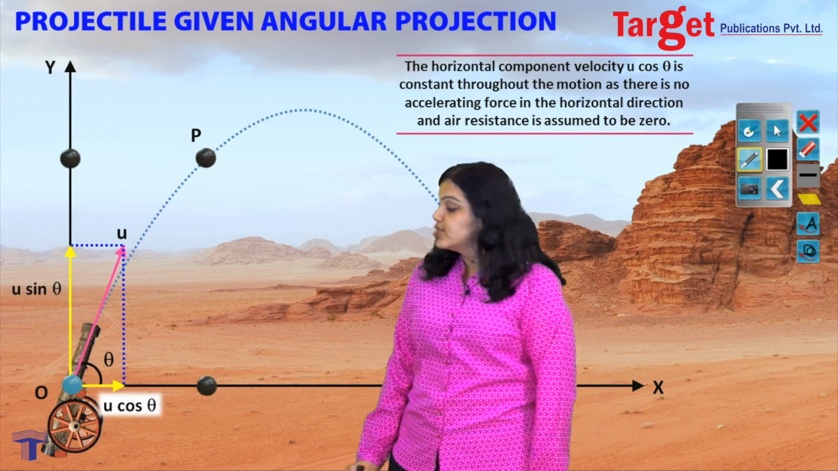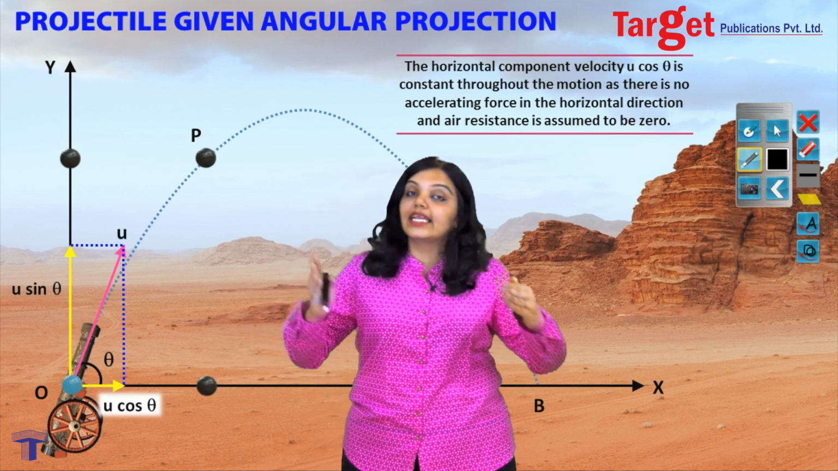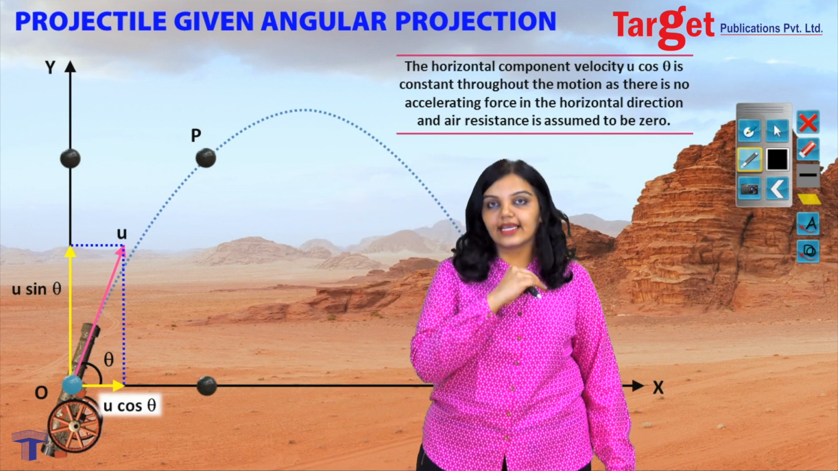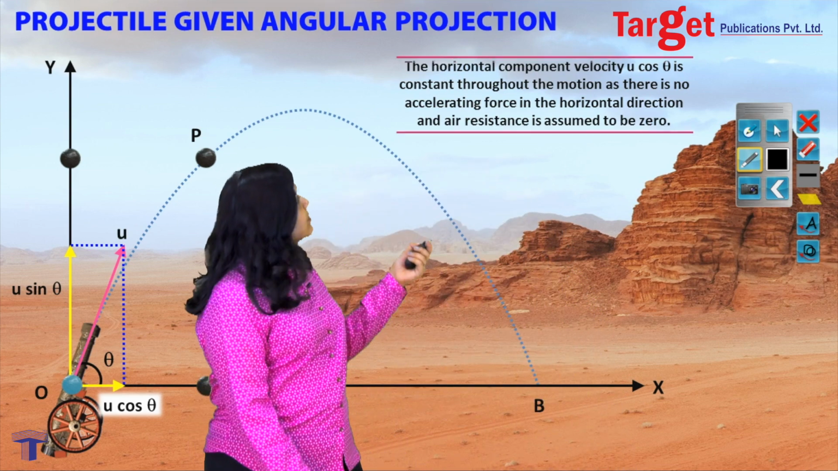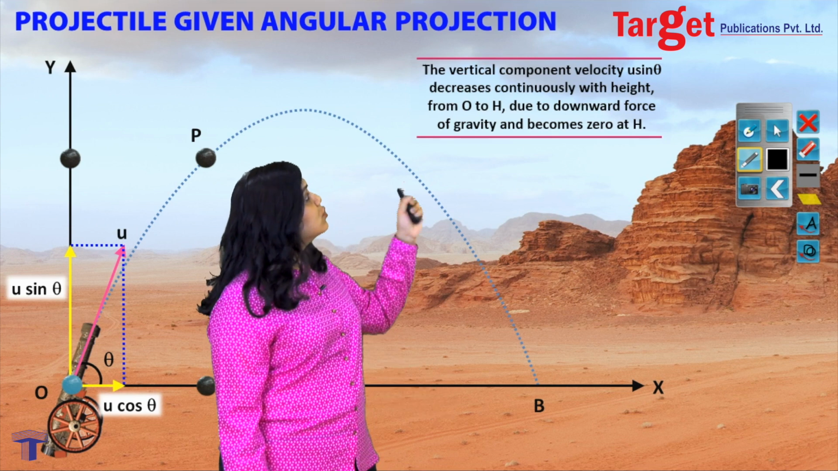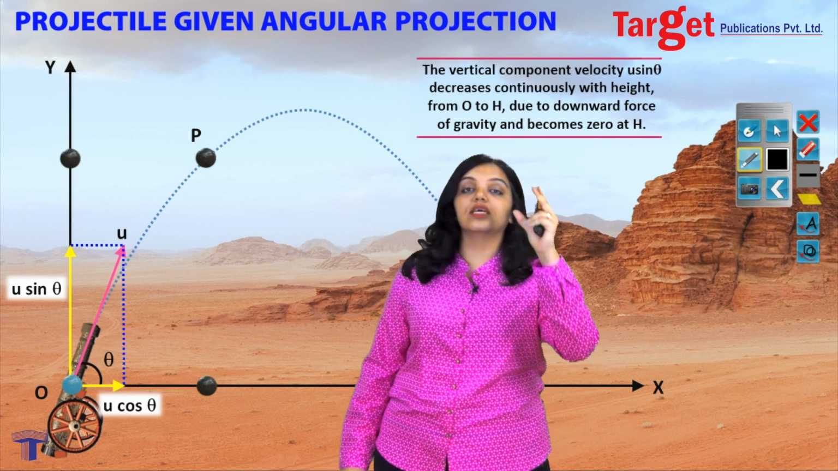So we have drawn our first conclusion about angular projection, that is, the velocity along the x direction does not change. So initially the velocity was u cos theta, which we found. That means at any point in the motion, the velocity will always be u cos theta along the x direction. Now let's see what happens along the y direction. The vertical component of velocity, which is u sin theta, decreases continuously with height.